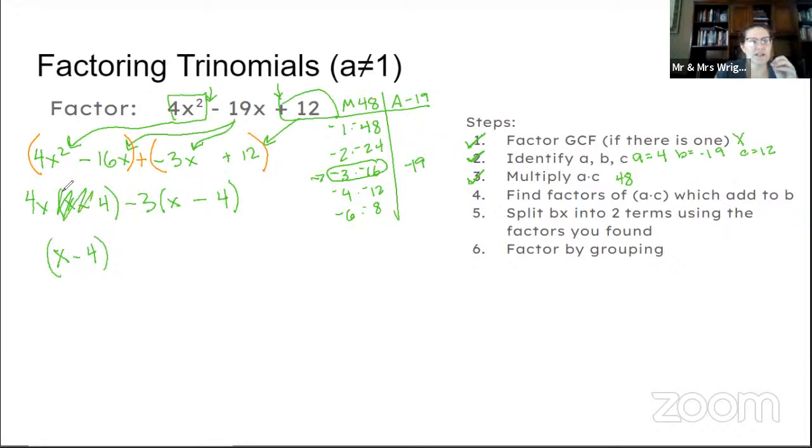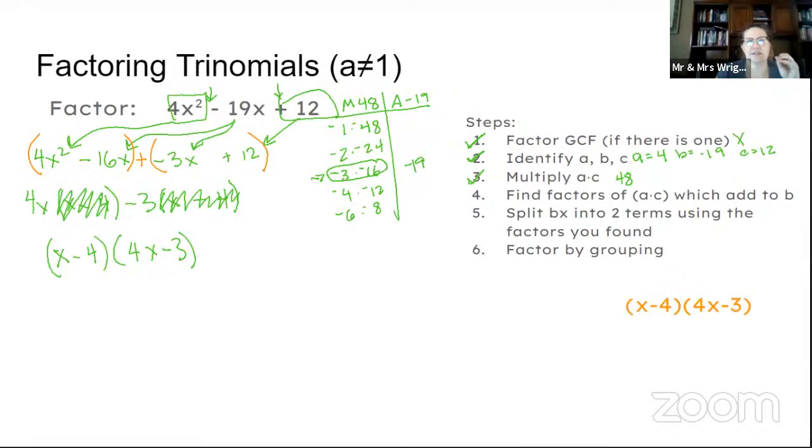And if I took out the x minus 4 from both of these, what would I be left with? I'm going to be left with a 4x and then a minus 3. Okay, so my final answer is x minus 4 times 4x minus 3.